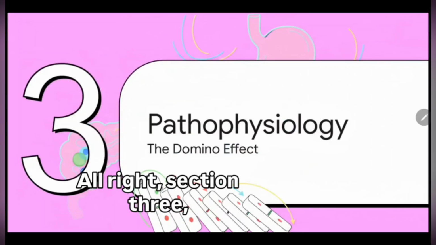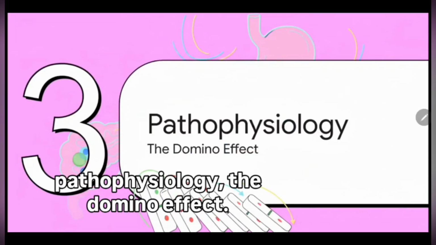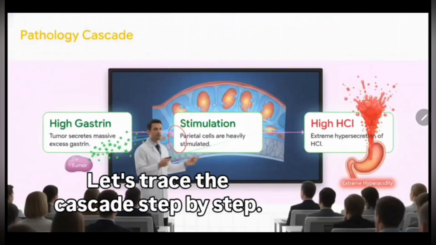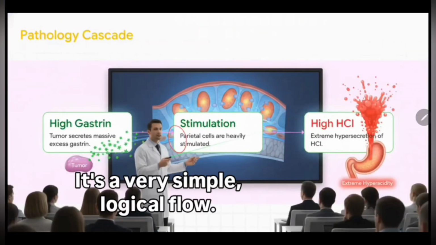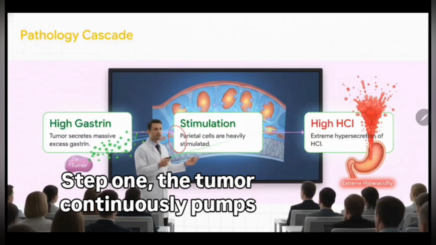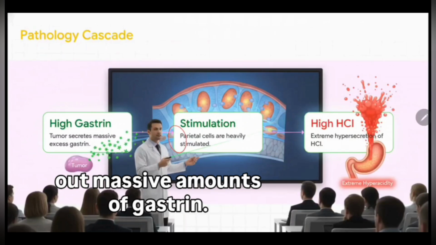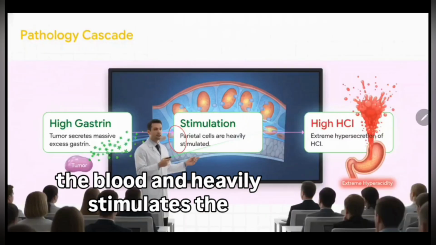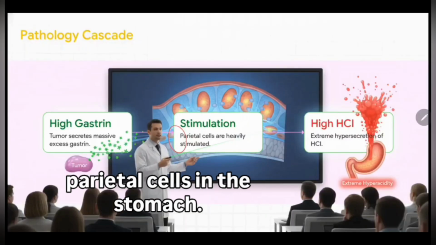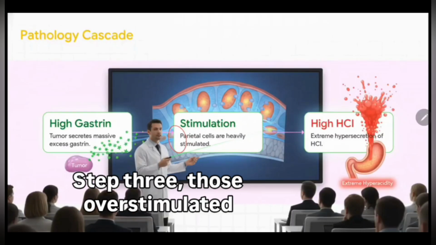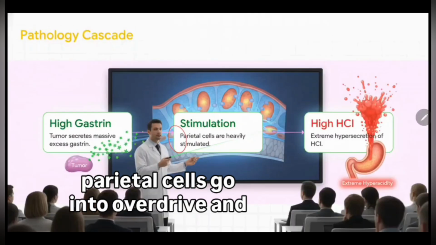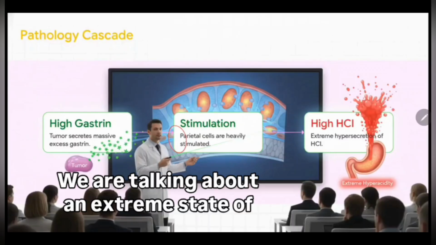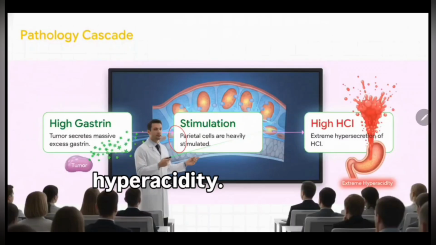All right, Section 3. Pathophysiology, the domino effect. Why do these patients come to the OPD in such misery? Let's trace the cascade step by step. It's a very simple, logical flow. Step 1. The tumor continuously pumps out massive amounts of gastrin. Step 2. This gastrin travels through the blood and heavily stimulates the parietal cells in the stomach. Step 3. Those overstimulated parietal cells go into overdrive and release an absolute flood of hydrochloric acid. We are talking about an extreme state of hyperacidity.